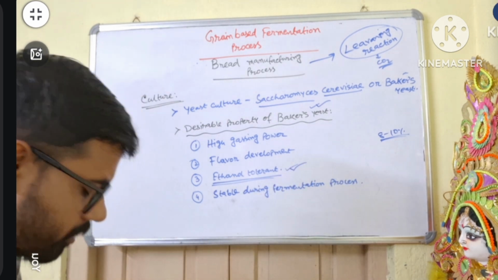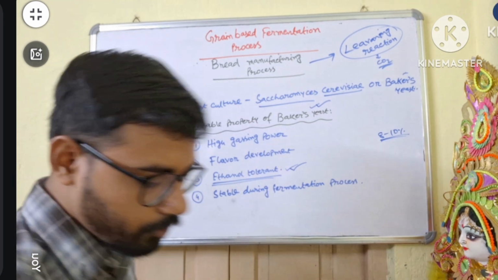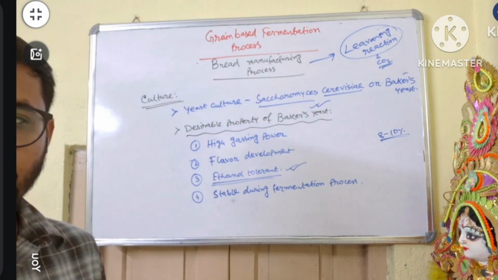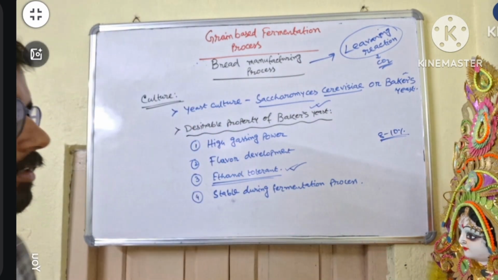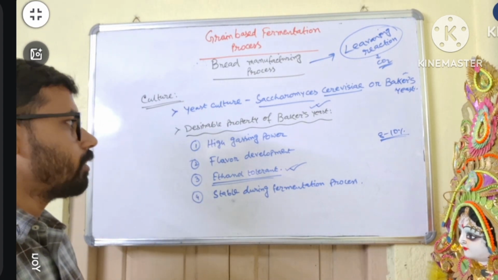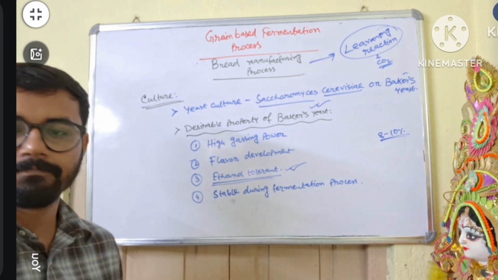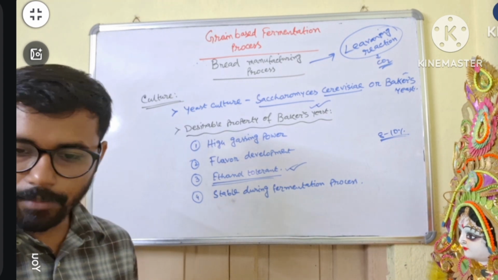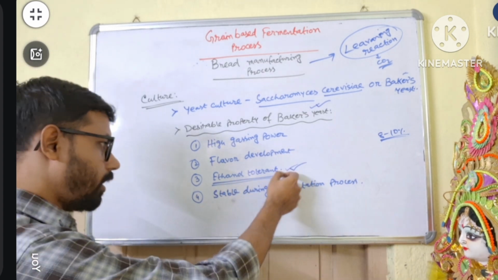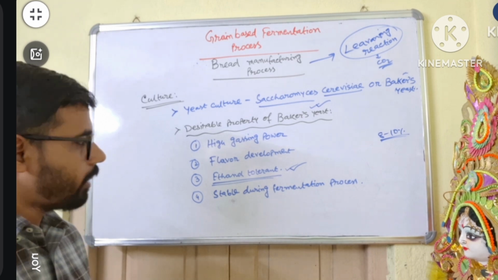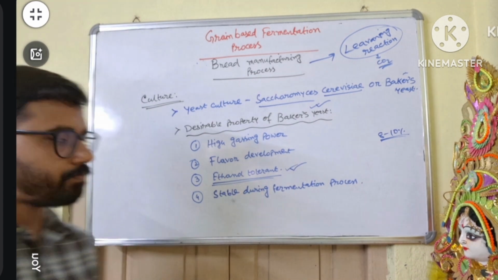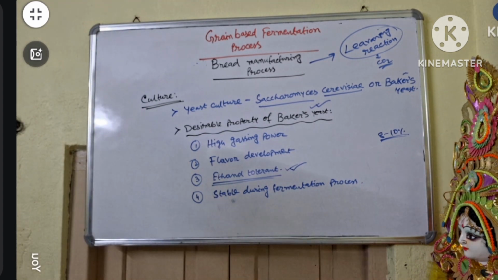So what are the desirable properties of the Baker's yeast? These are 4 points. High gassing power, that is the must-have property, because after all the bread is produced after the leavening reaction, meaning carbon dioxide production. So the carbon dioxide generation should be high in the Baker's yeast. Second, obviously flavor development. Do not create any bad flavor, only good flavor. Third is ethanol tolerance, an important point, and it should be stable. The yeast cell should be stable during the whole fermentation process. Culture done.